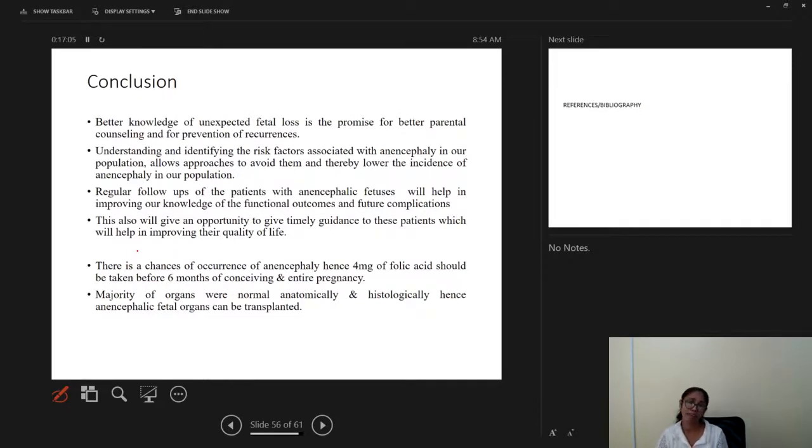Also, nowadays there are chances of transplantation of organs. As there is a requirement of organs, the majority of the organs in our study were found to be anatomically as well as histologically normal. Hence, anencephalic fetuses' organs can be transplanted.